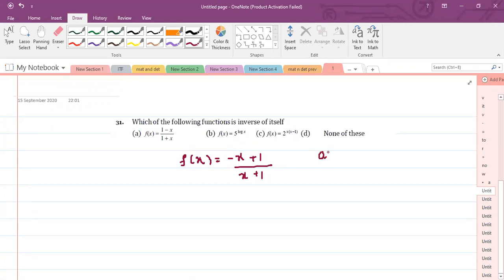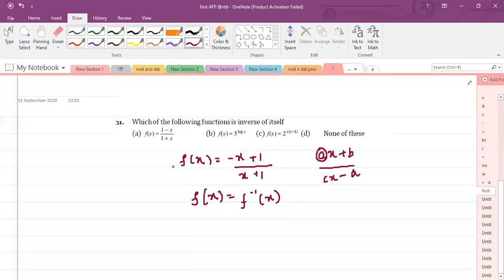Again, it is in the form of ax plus b divided by cx minus a. The only condition is that if the coefficient of x in the numerator is plus a, it should be minus a in the denominator. Here the coefficient of x is minus 1 in the numerator and the constant in the denominator is plus 1. So the negative of minus 1 is plus 1. Therefore the condition f of x equals f inverse of x is satisfied. Therefore, ultimately, it is option A.